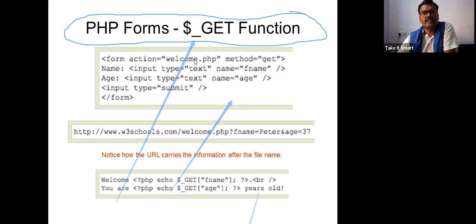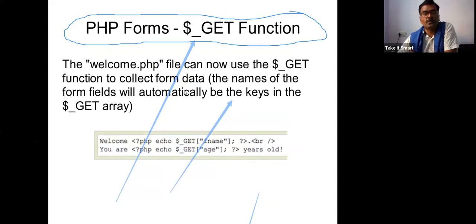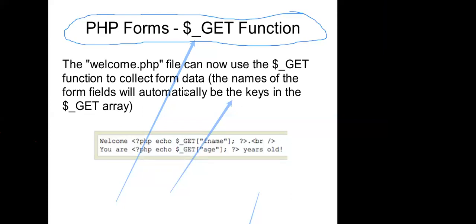See here, form action welcome.php. In the form, there is an action, and in that we can call some PHP page, and the method is $get. Now this is a kind of HTML design: input type text, name, input age. This is exactly an HTML design, the form tag of HTML, but the form has an action, and based on the action we can call some page. So the welcome.php page file can now use $get.